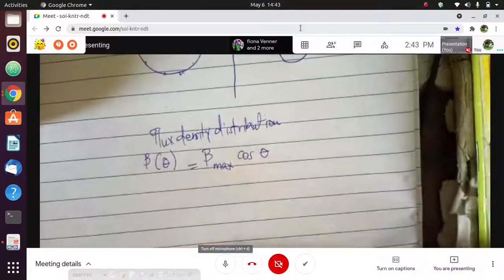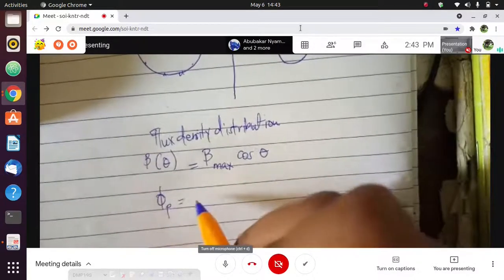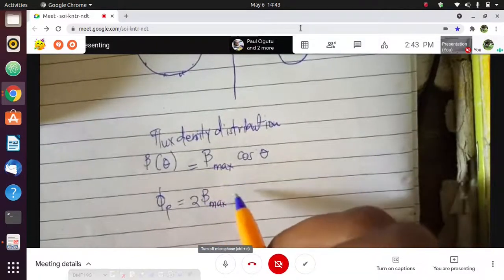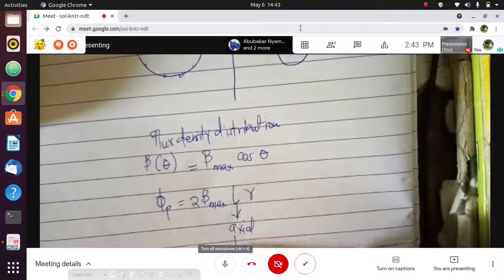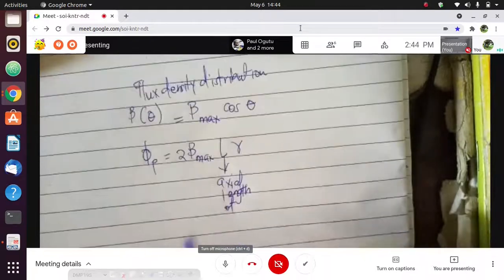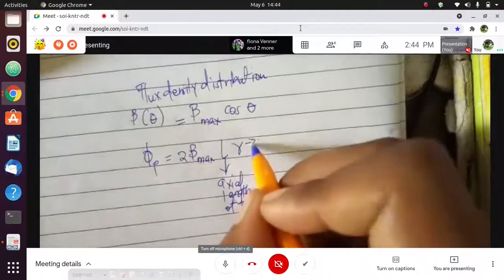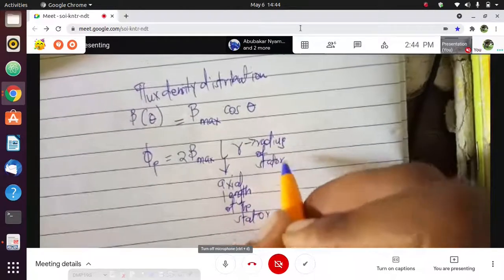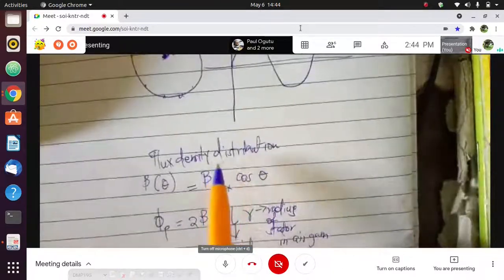The air gap flux per pole, which is denoted by phi P, will be given by 2 times the maximum flux density times L times R, where L is the axial length of the stator, when you take the length of the stator along its axis, and R represents the radius of the stator in the air gap. This is the flux density distribution in the air gap. This is air gap flux per pole.